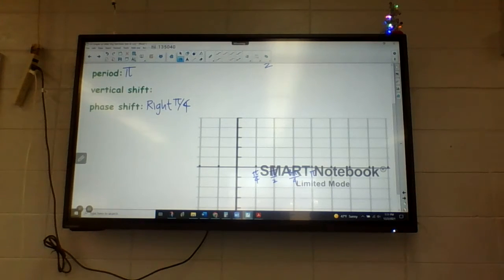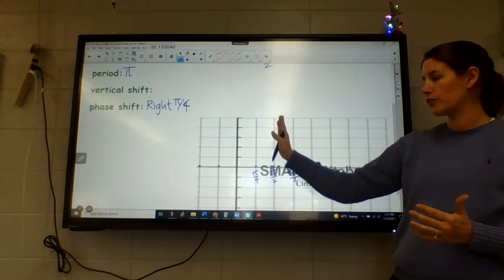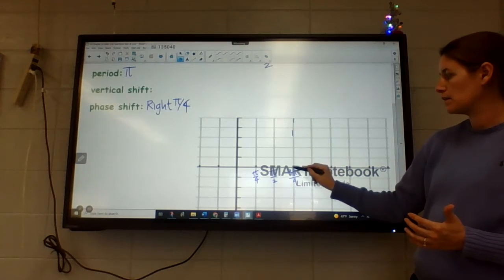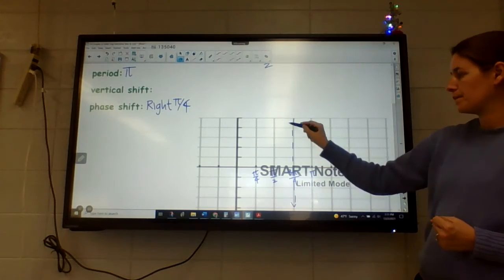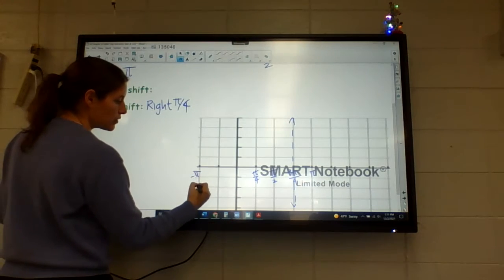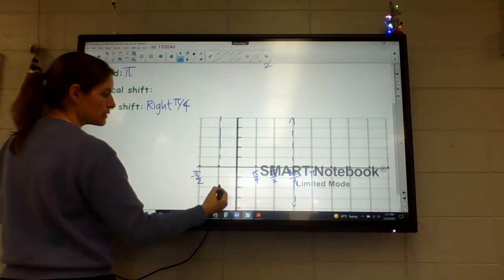So normally I have an asymptote at pi over 2. It's going to move over one space. Normally there's an asymptote at negative pi over 2. It's going to move over one space.